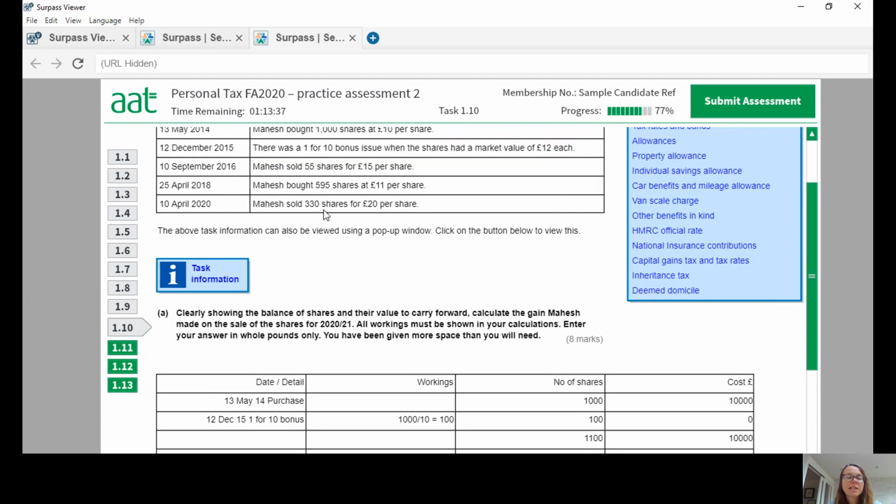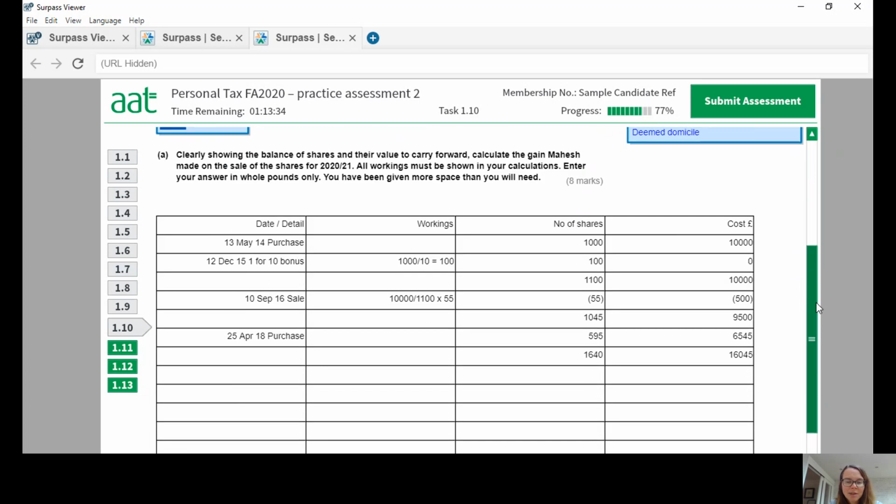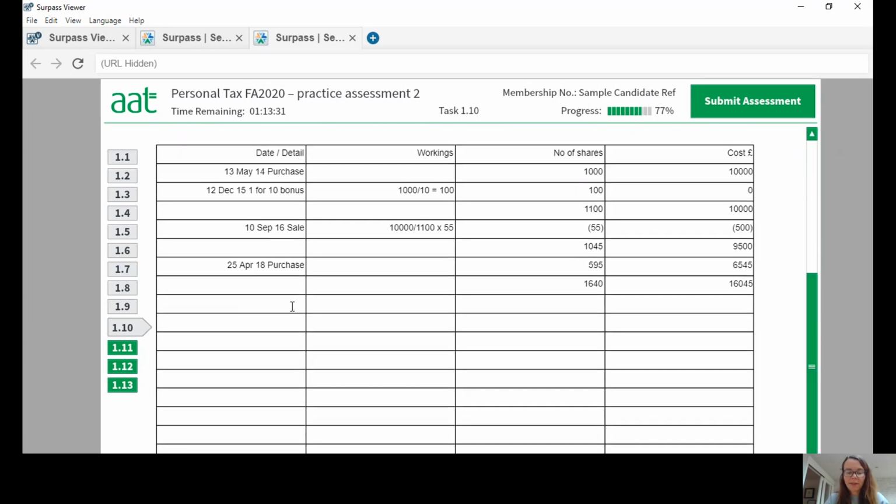So we're selling 330 shares. Again, the £20 doesn't matter yet. We will need that in a minute for this one because this is the one we need to work out the gain on. But right now it's not relevant. What is relevant, same as we did before, 16045 divided by 1640 gives you the average cost per share. It's 330 that we're getting rid of. So if we do that calculation, 16045 divided by 1640, keep that in your calculator, times it by 330, you get 3228.56.